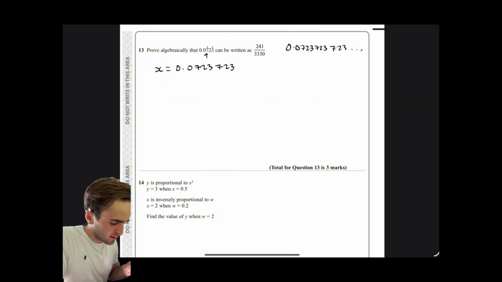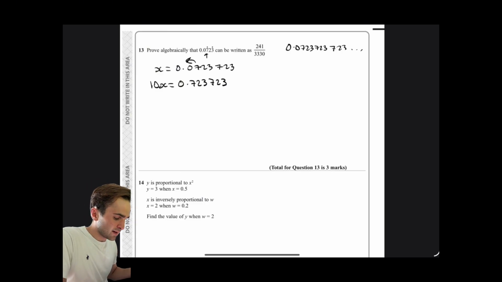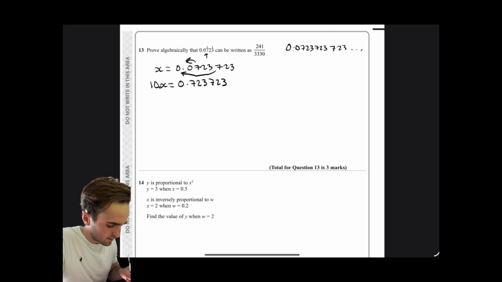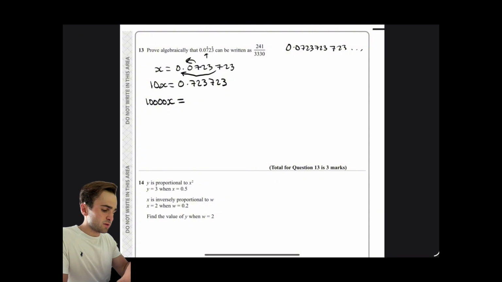So the first number that recurs, we want to get as our first decimal. So we need to times this by 10. So 10x equals 0.723723. And then we need to get to the next time 723 is, so we can cancel that out. So to get all the way to here, that's 4 zeros, right? Which is 10,000. And when you do this kind of question, just write out the recurring for a while, because you don't know how many times you're going to need it.